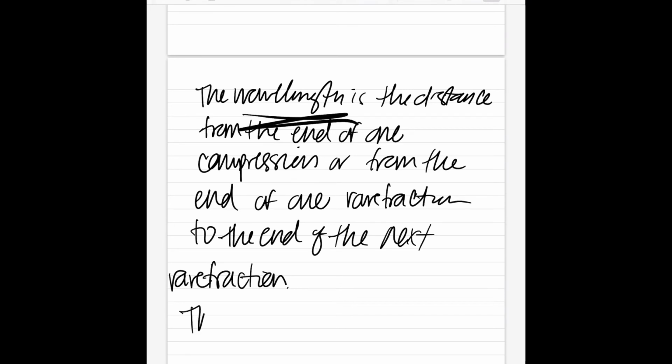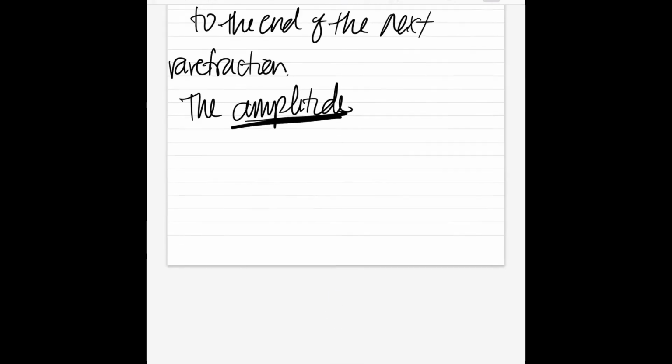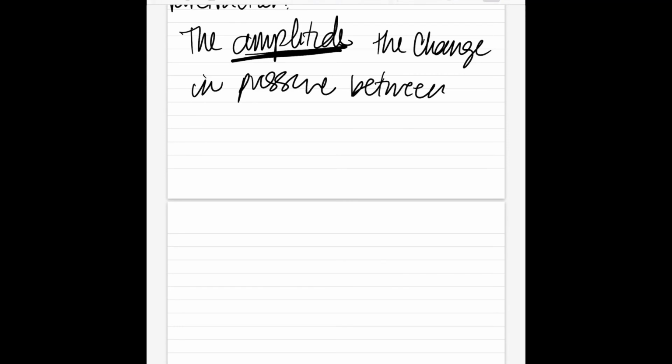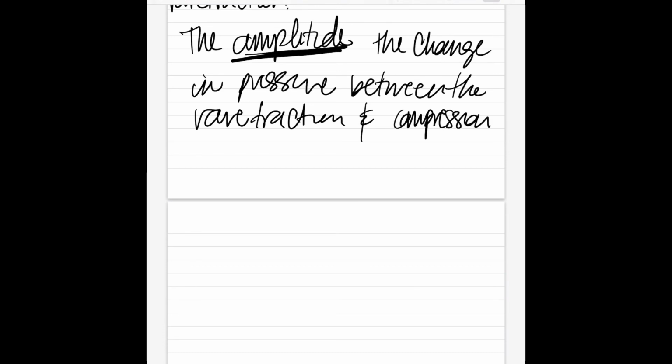The amplitude is the change in pressure between the rarefaction and compression points. Okay, the higher the amplitude, the more energy the wave has. We've talked about that a little bit already.